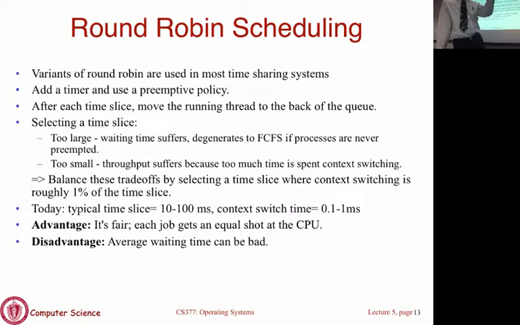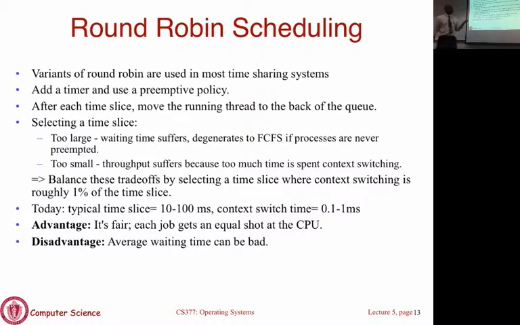Okay, let's say you pick a 1 millisecond time slice rather than an hour time slice. That basically says once a job is scheduled, it gets to run for a millisecond. Then it's context switched out, another job gets to run, and so on and so forth. So if you have a 1 millisecond time slice, you'll have 1000 context switches per second.